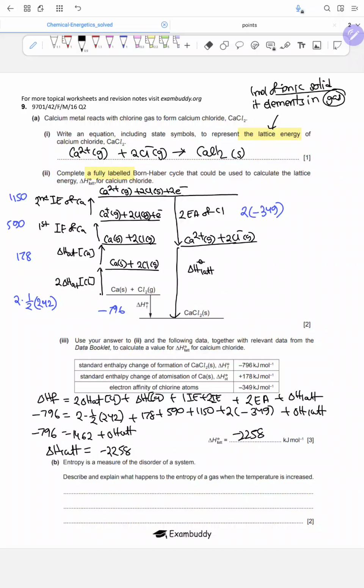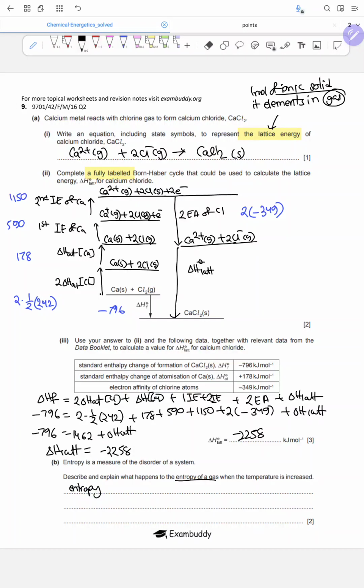Alright. This is a measure of disorder of a system. Describe what happens to the entropy of a gas when the temperature is increased. Interesting question. That's a common question. So we should know that as temperature increases, what happens to gas particles? When temperature increases, they gain kinetic energy, so they move faster, and so entropy will increase, right? Alright, let's start writing. Entropy will increase.